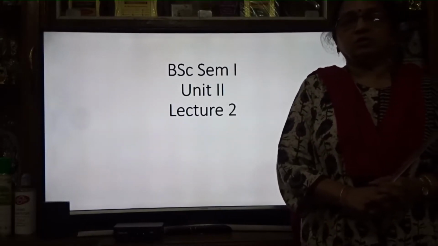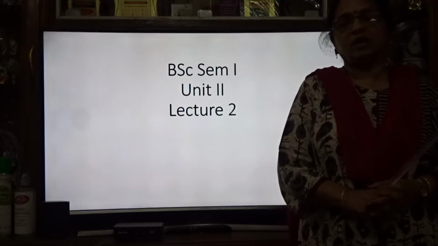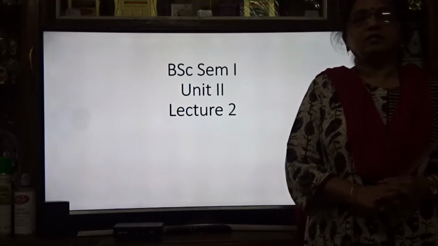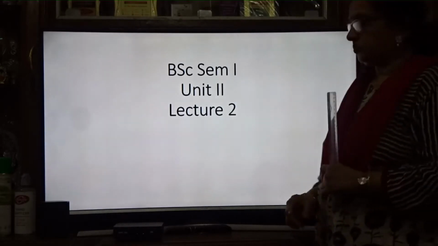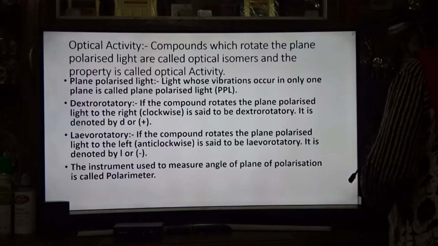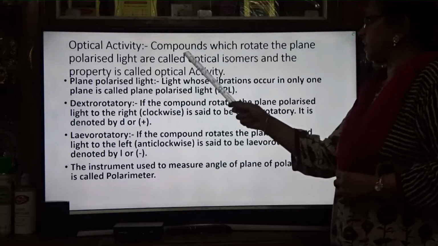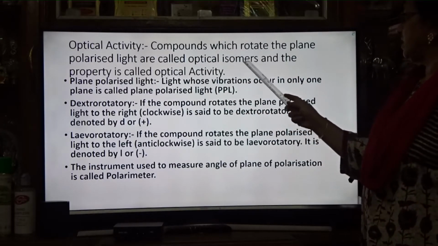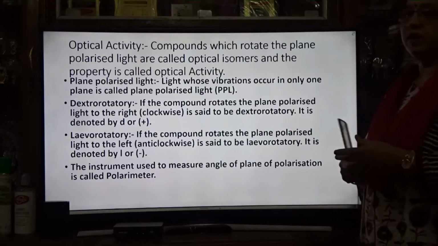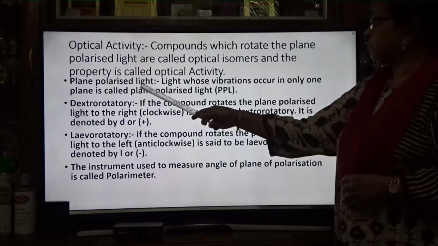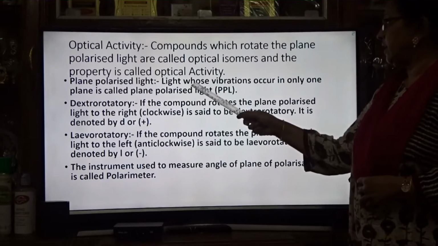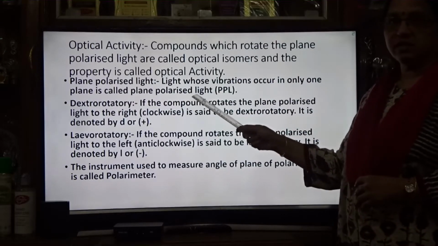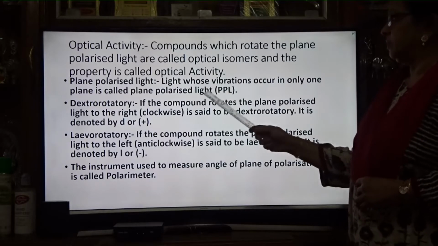Good morning, students. Today we will study what is optical activity, what are enantiomers, what are diastereomers, and its examples. What is optical activity? Compounds which rotate the plane polarized light are called optical isomers, and the property is called optical activity. What is plane polarized light? Light whose vibrations occur only in one plane is called plane polarized light or PPL.